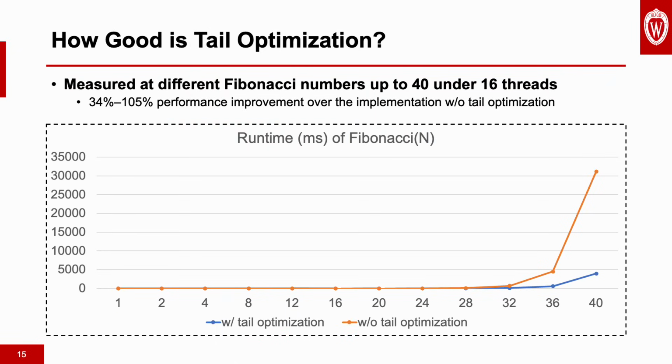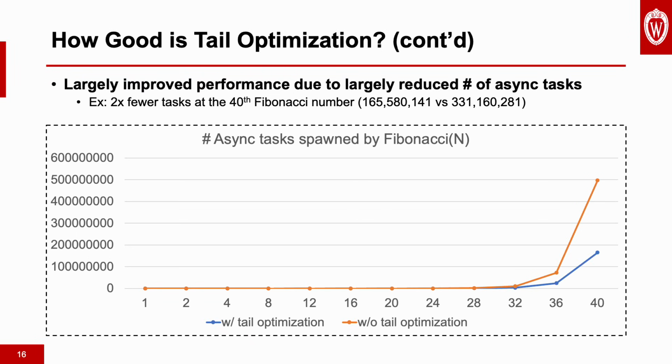To understand how good the tail optimization is, we measure the performance of finding different Fibonacci numbers up to 40 on 16 threads. And we observe up to 2x runtime improvement over the implementation without tail optimization. This large performance improvement is due to the largely reduced number of asynchronous tasks by tail optimization. For example, at the 40th Fibonacci number, tail optimization allows us to reduce the number of tasks by 2x.